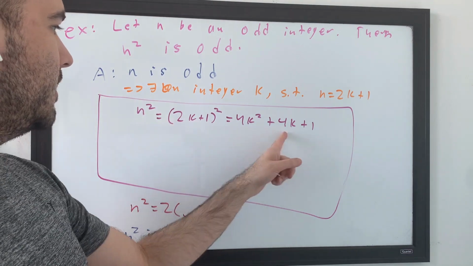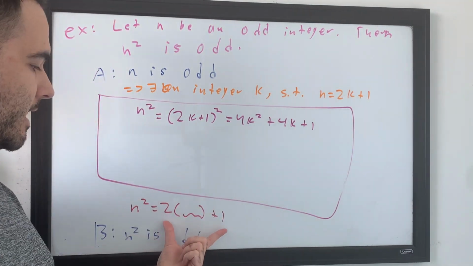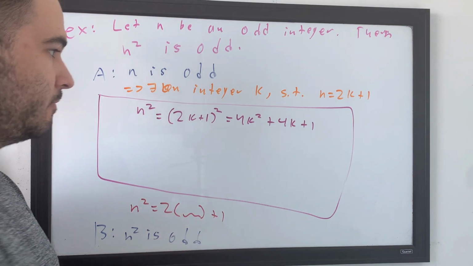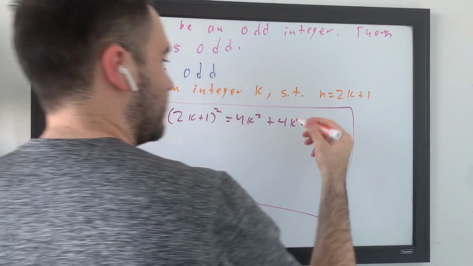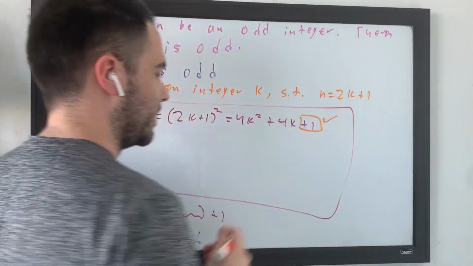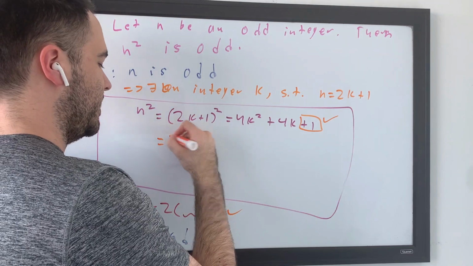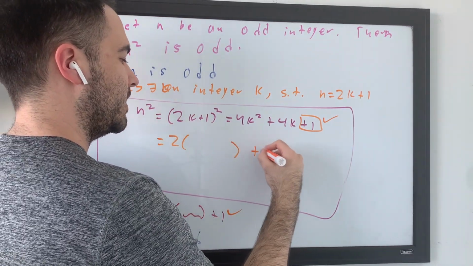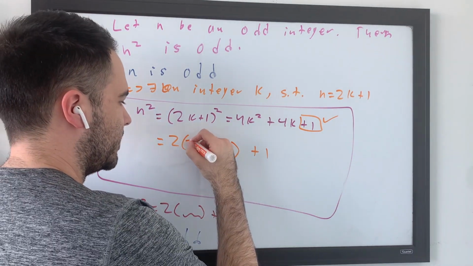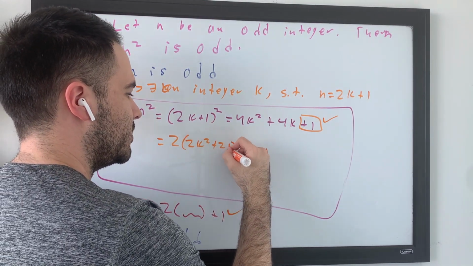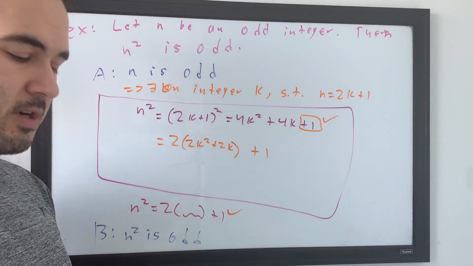Squared 2k double plus 1, perfect. Now remember, we need to get this form here. So we have the plus 1 at the end, which is perfect. Now we need this to somehow be 2 times something else. If we factor out a 2 of both of these, we will get (2k squared plus 2k) in the brackets times 2 plus 1.